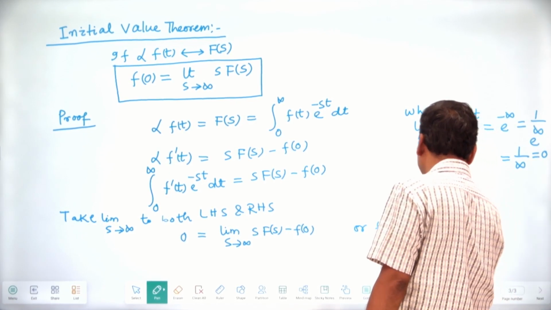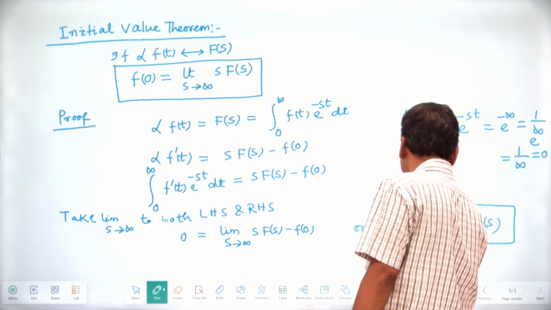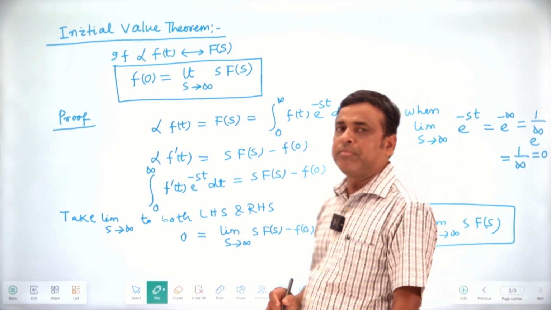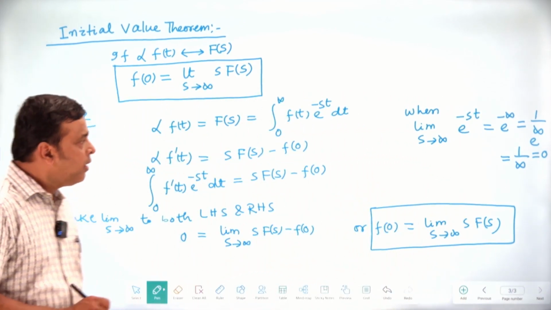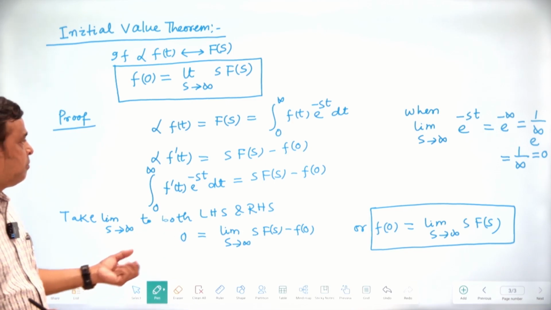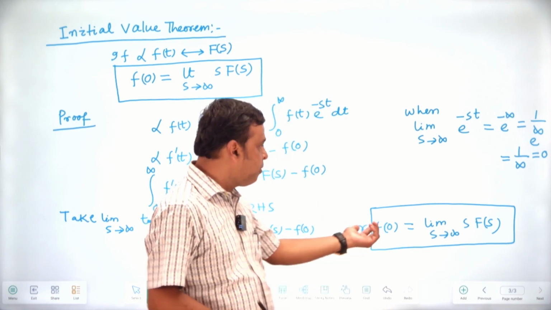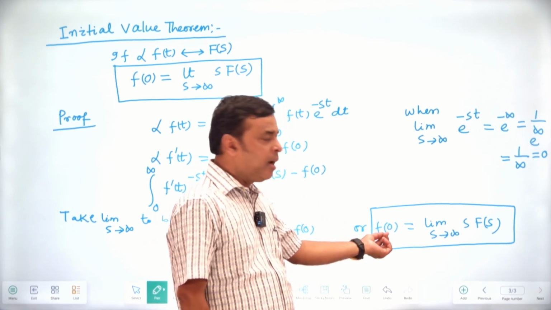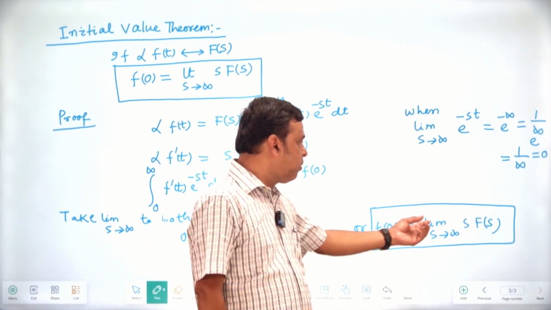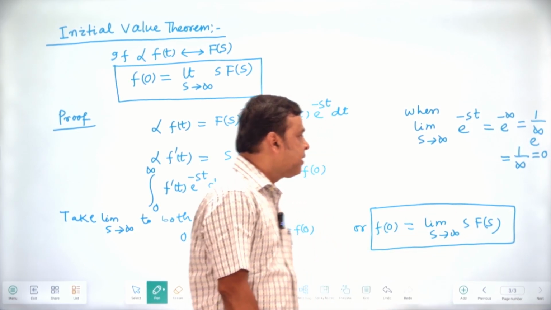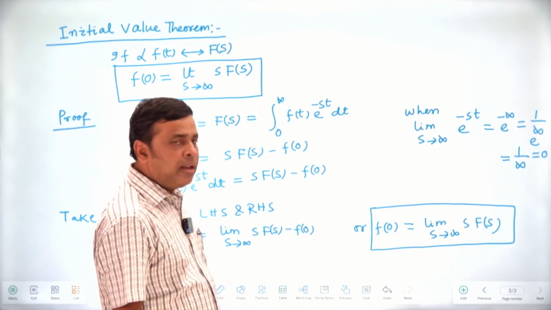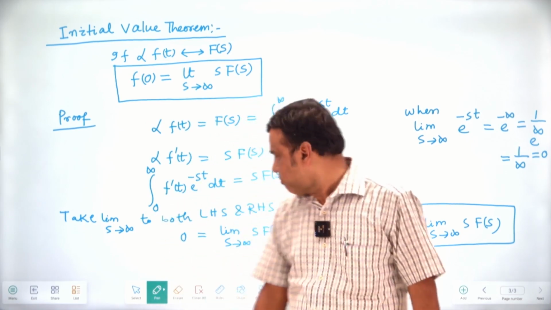It is very, very important as far as the initial value theorem and the Laplace transform are concerned. When you suddenly require some initial value or final value, you can use this formula. The initial value, at t equal to 0, f(0) equals the limit as s tends to infinity of s F(s). Similarly, another one is the final value theorem.